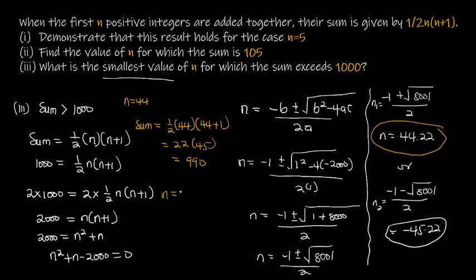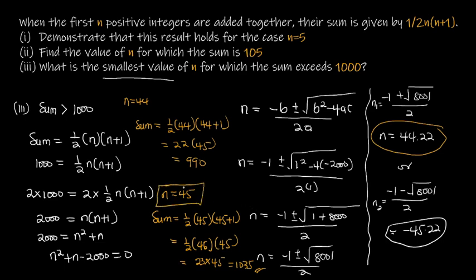So let's test if n is equal to 45. The sum will be equal to a half multiplied by 45 multiplied by 45 plus 1, which is a half multiplied by 45 plus 1, that is 46. Then I bring the 45 here. So this is equal to half of 46, which gives me 23, and 23 multiplied by 45 gives me a total of 1,035. So 1,035 is definitely greater than 1,000, and so our correct answer is n is equal to 45.